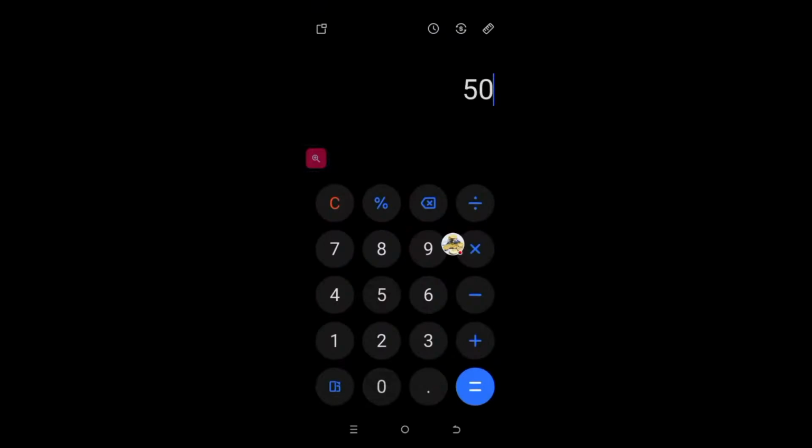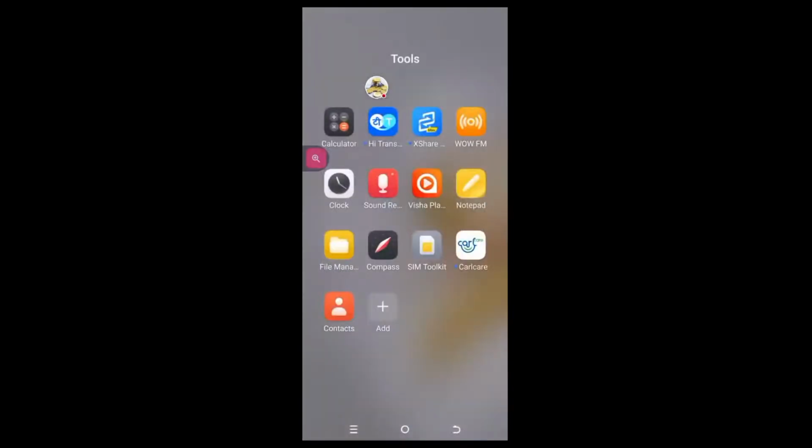So 50. Let's check how much that is times 1.3. Was that 60? That's 61. That should be 1.21. 1.22, I guess. Yeah, 61 cents, 1.22%. So that's good. That's good enough, my dears.